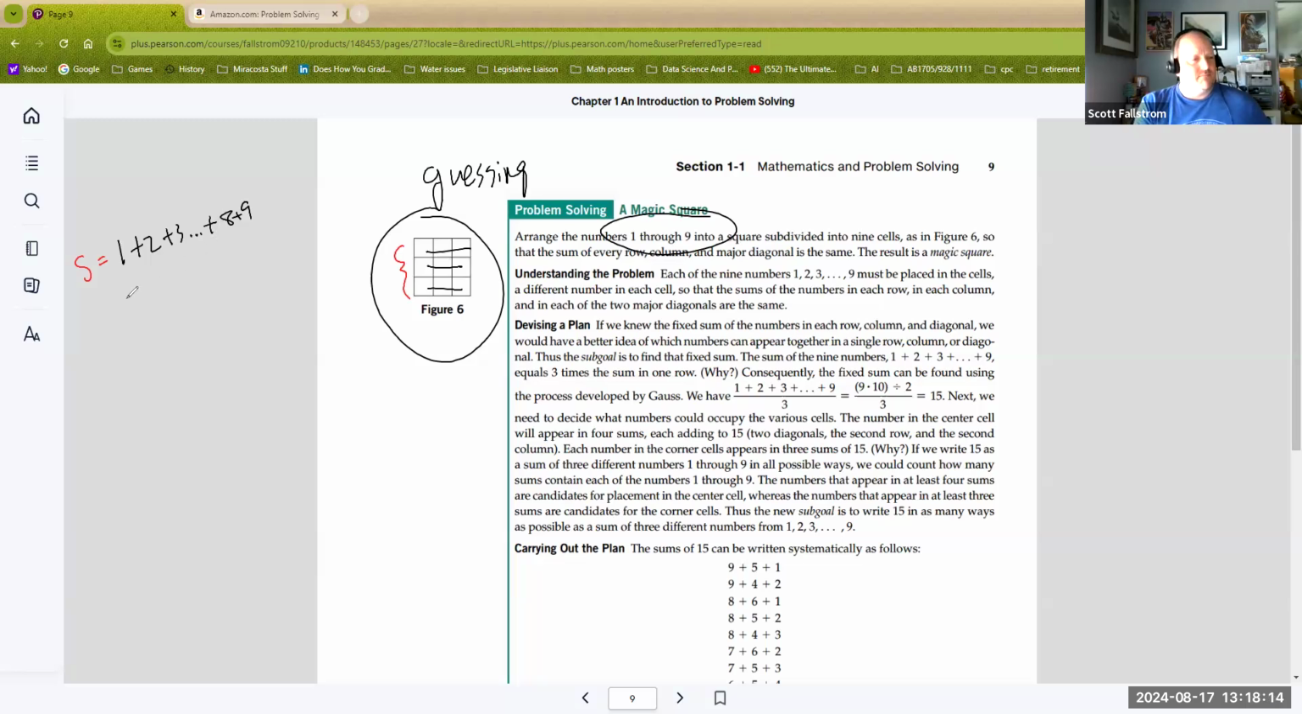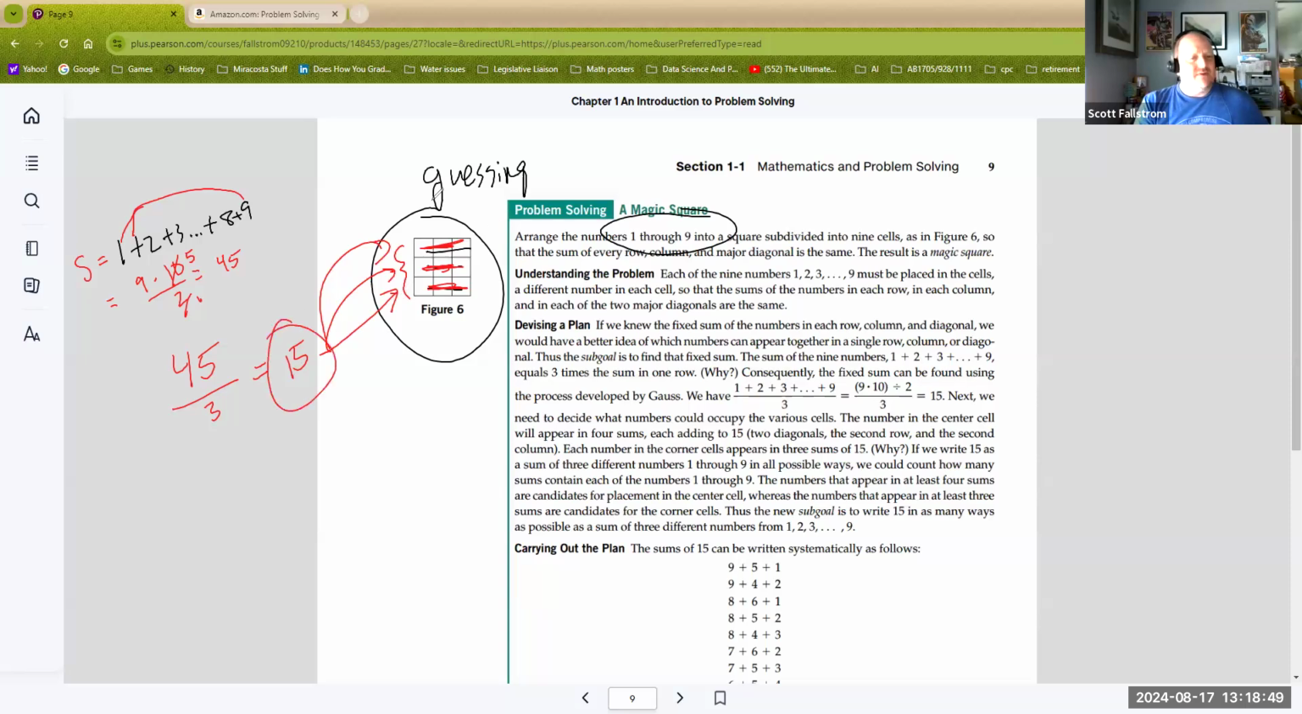So I could use Gauss's formula, which would tell me the number of numbers, which is 9, times the sum that I get if I write forwards and backwards. 9 plus 1 is 10. But remember, I'd have 2 of them if I use Gauss's technique. And so this becomes 9 times 5, which is 45. So what I know now is the sum of all the numbers is going to be 45, but I need 3 rows and they have to all be the same. So then you could say, well, wait a minute. I need each row to be 15.